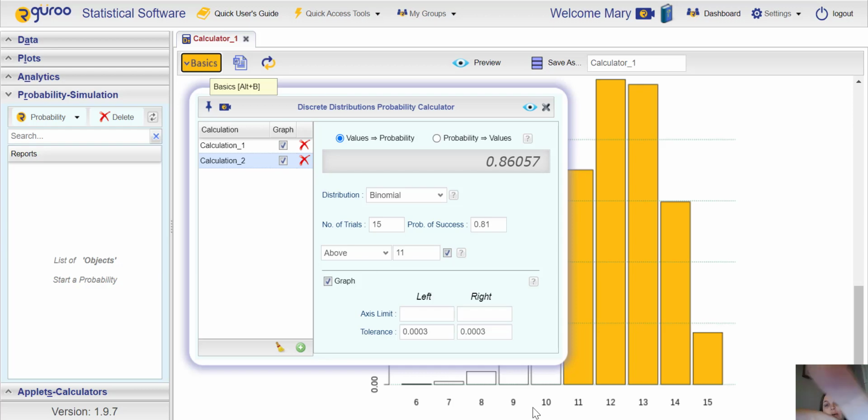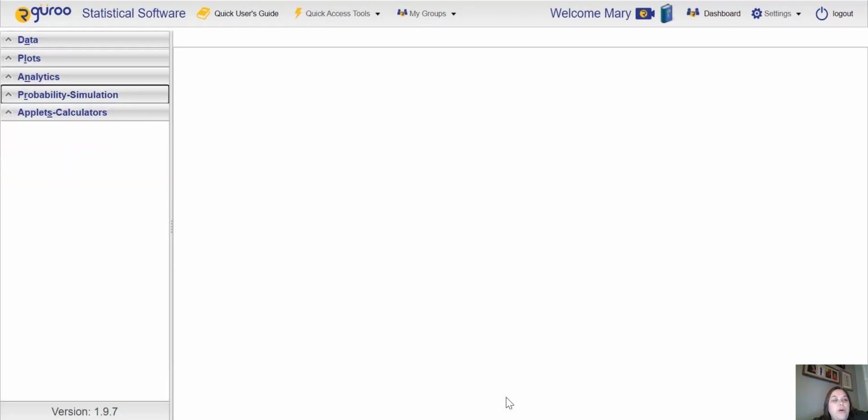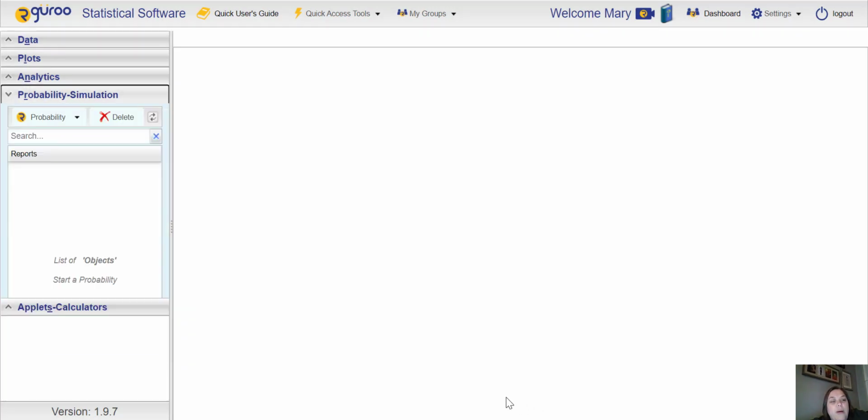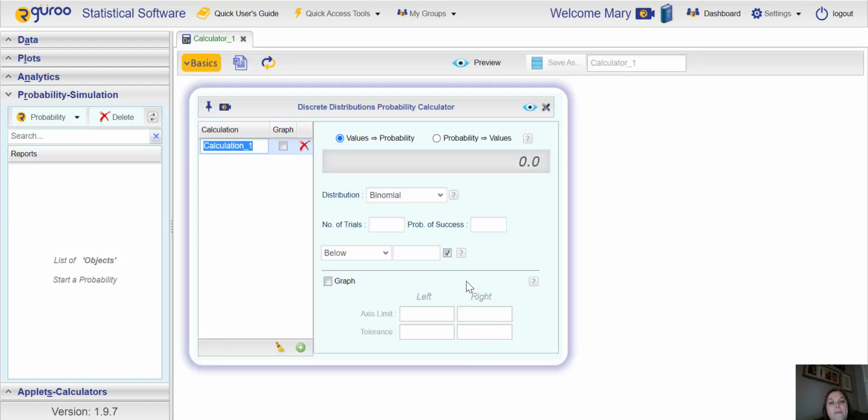Anyway, so just real quick, going back through the steps, I'm going to close those out. So to do a binomial probability, you would click on probability simulation, click on the probability drop down and choose probability calculator and then choose discrete. Make sure values to probability is what is chosen. Make sure the distribution says binomial. Enter the number of trials. Enter the probability of a success. And then after that, click on that drop down and choose whether it's equal, below, above, between, or outside.